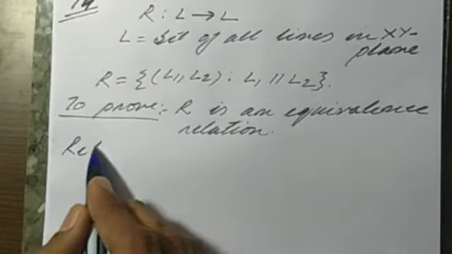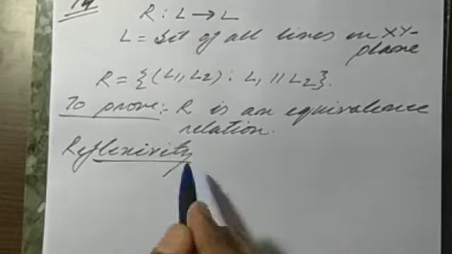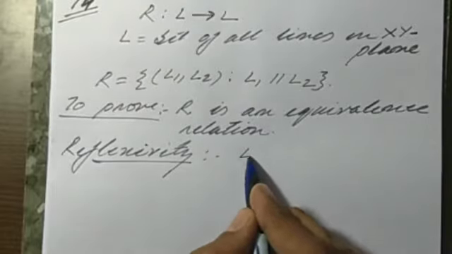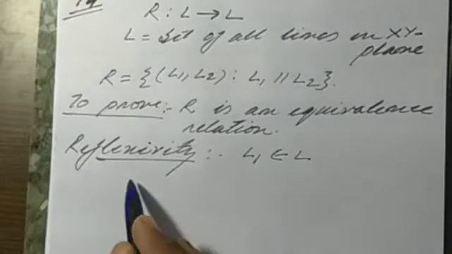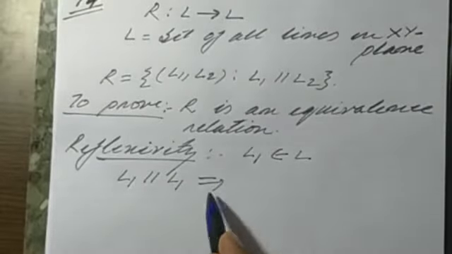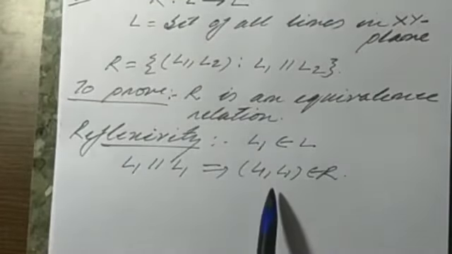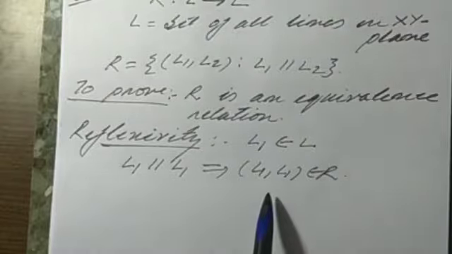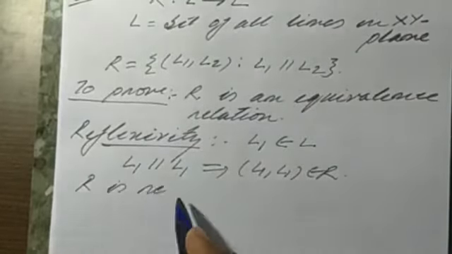So let us talk about reflexivity. Let us take any arbitrary element L1 out of the set L, any straight line. As you know, every straight line is parallel to itself, so L1 is parallel to L1, which implies that (L1, L1) belongs to R. So we have shown that each and every straight line from the set L is related to itself. In this way R is reflexive.